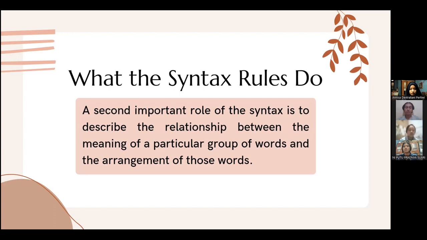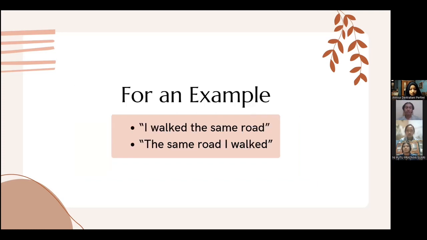Now, a second important role of syntax is to describe the relationship between the meaning of a particular group of words and the arrangement of those words. For example, the sentences "I walked the same road" and "the same road I walked" contain the same words, but the meanings are quite different.